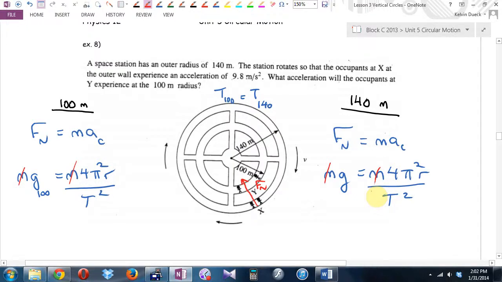Maybe I have enough. Let's see. Do I know the 4? Yeah. Do I know pi? Yeah. Do I know the radius? 100. Do I know the period? I bet we can find the period from this information here. Here, I know g is supposed to be 9.8, the real g. I know r is 140. Yeah, I can find the period. How?